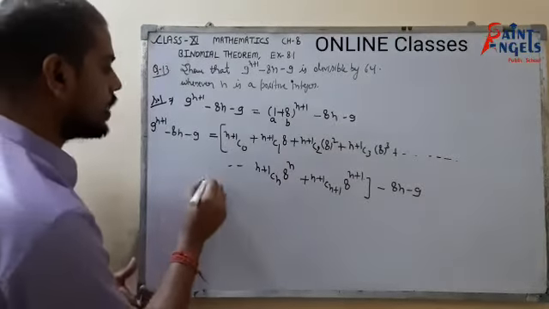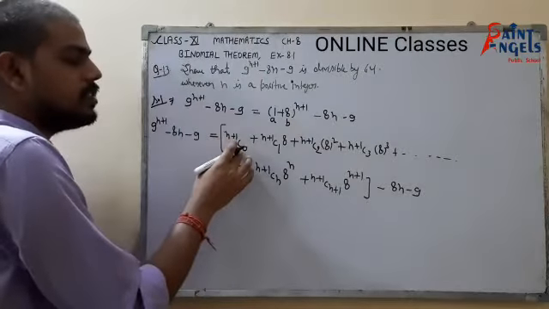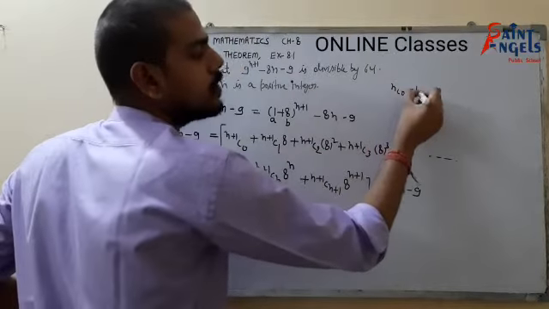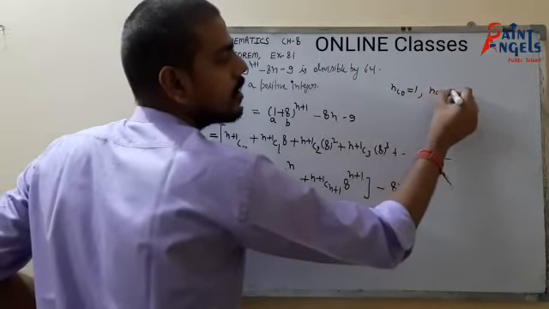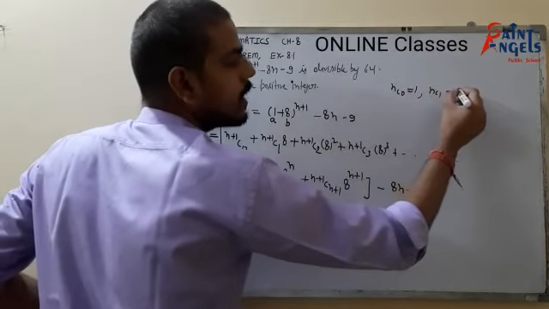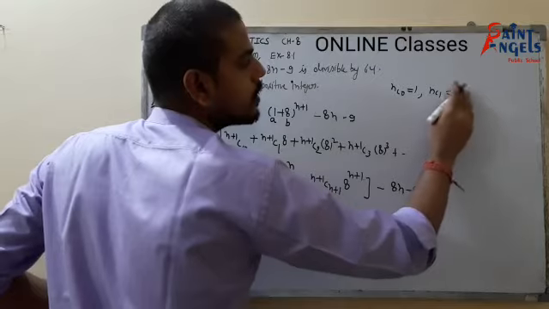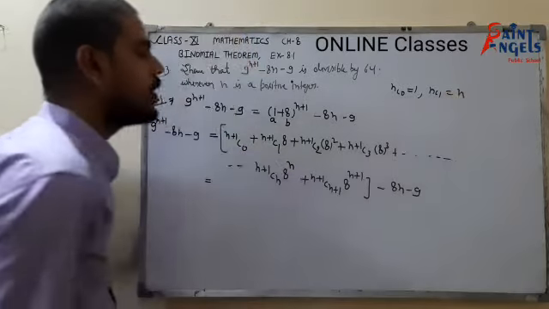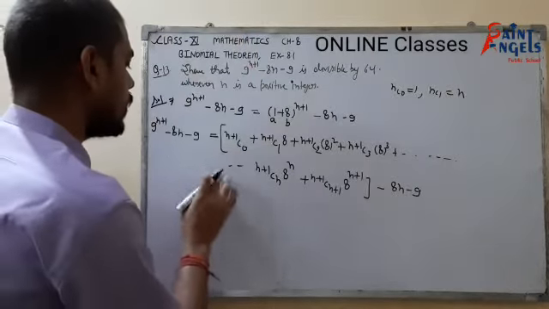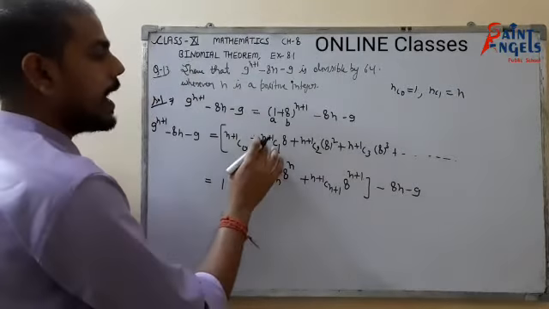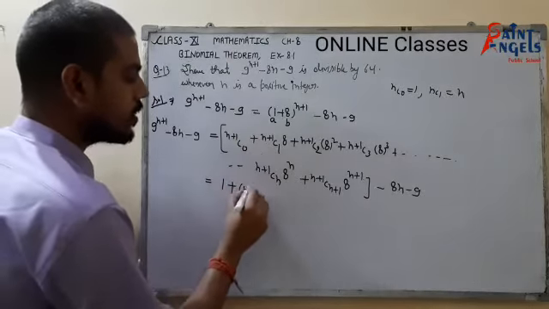Okay, now write the value: n plus 1 c0, n c0, whatever n is, always equals 1, and n c1 always will be equal to what? That will be equal to n. Okay, now n plus 1 c0 plus n plus 1 c1, it means what?